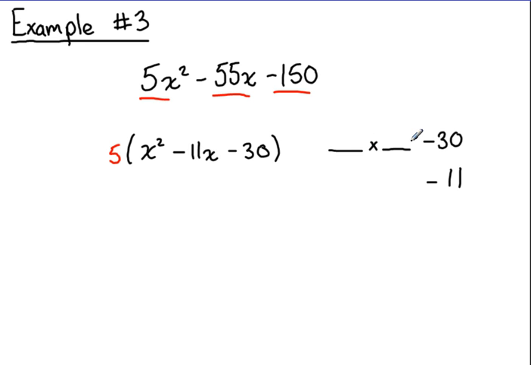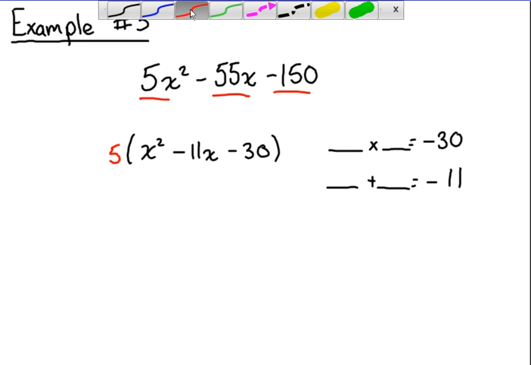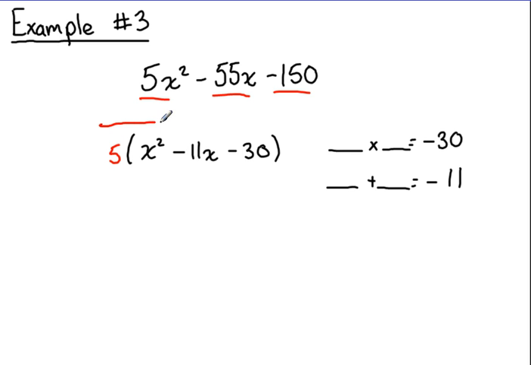So we're looking for the two numbers that multiply together to give us negative 30 and add up to negative 11. Taking a look at this, well, there are none that actually make that one work, which means that this is as factored as it can get. Final answer will be what we have right here: 5 times the quantity of x squared minus 11x minus 30. Done.